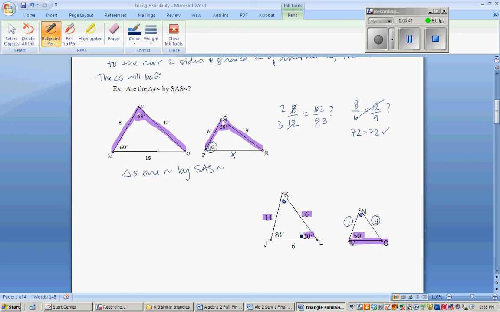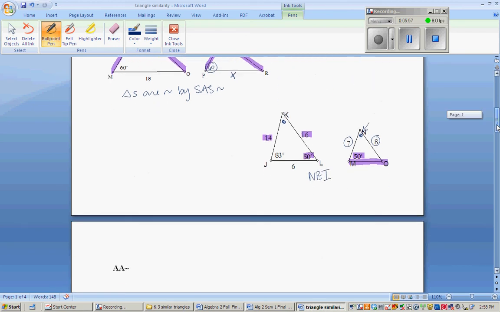We could find angle K just by adding these J and L up and subtracting it from 180, but we can't definitively say what angle N equals. So there is not enough information.